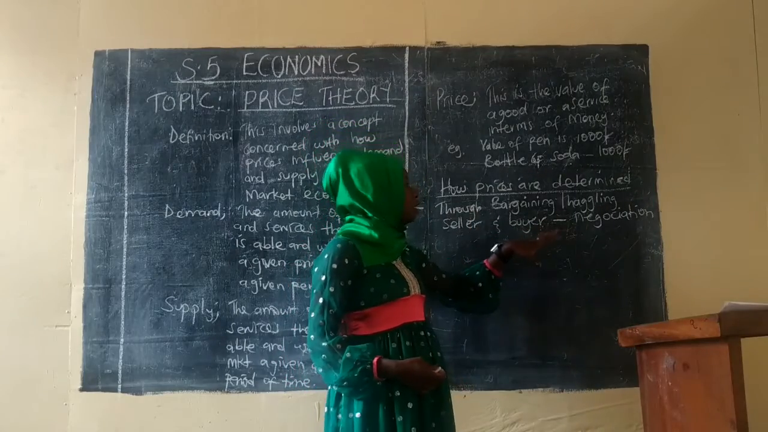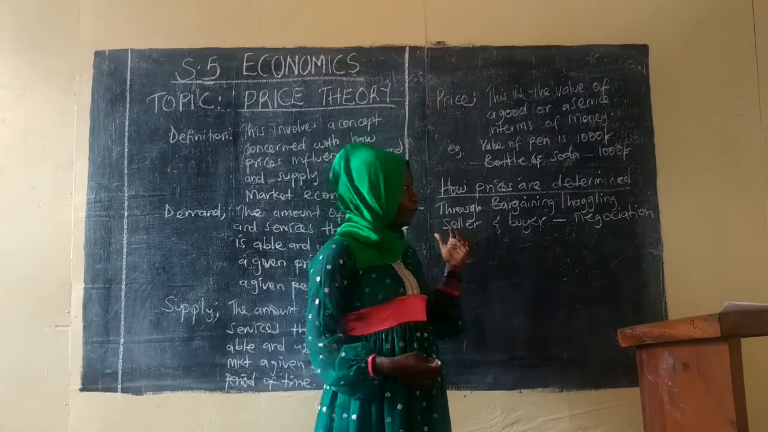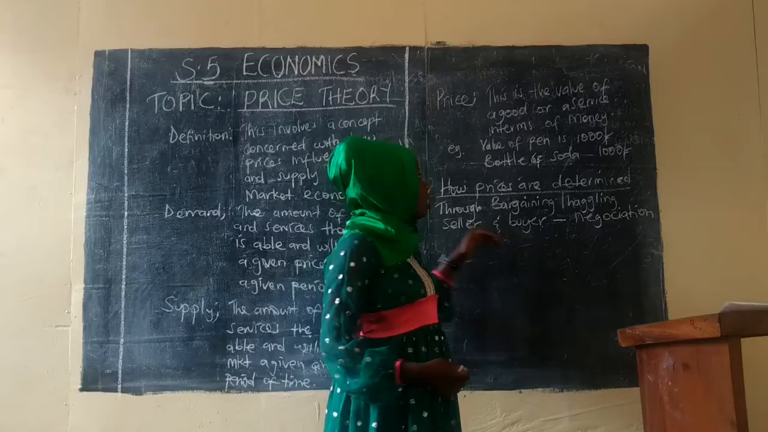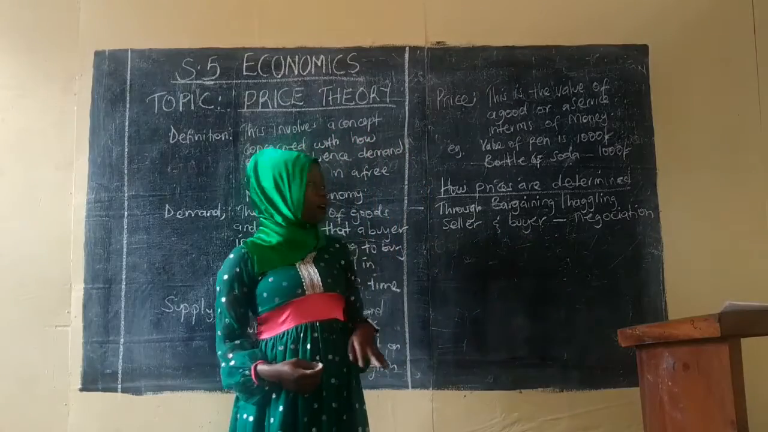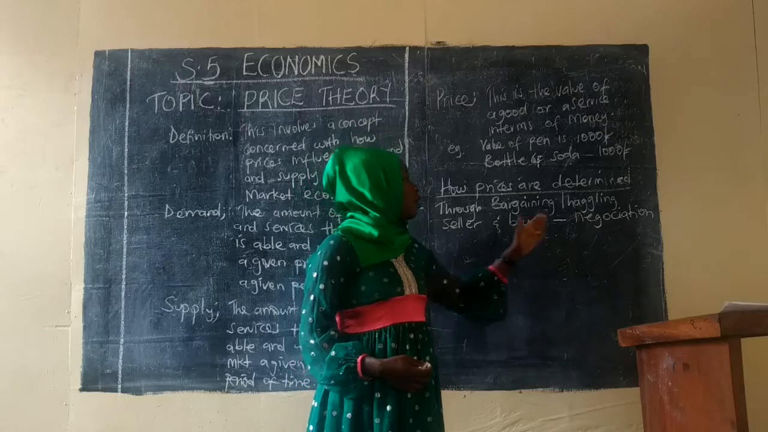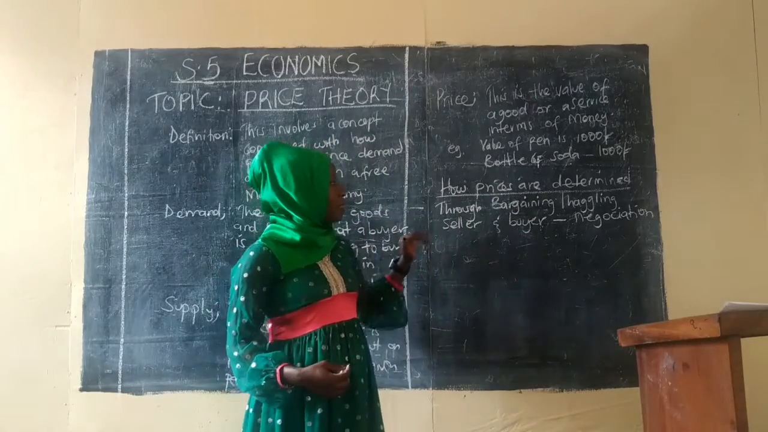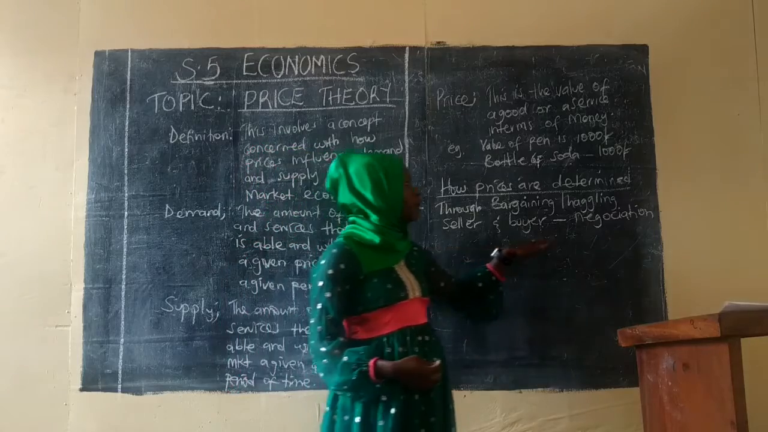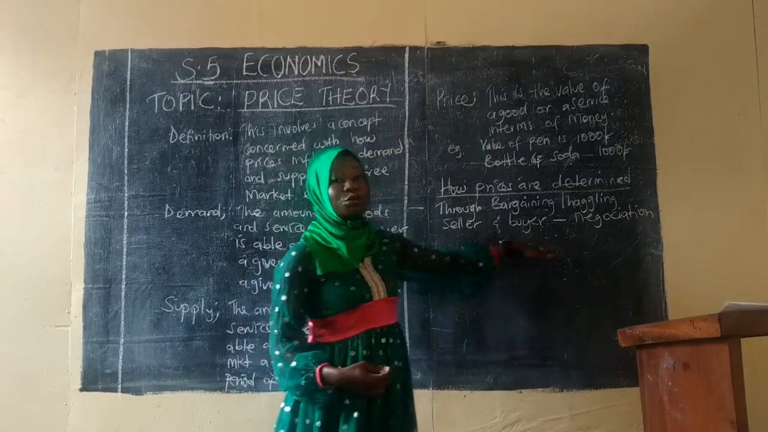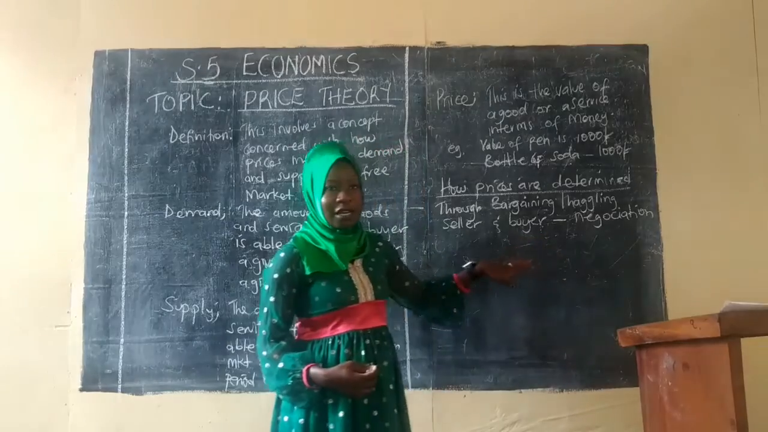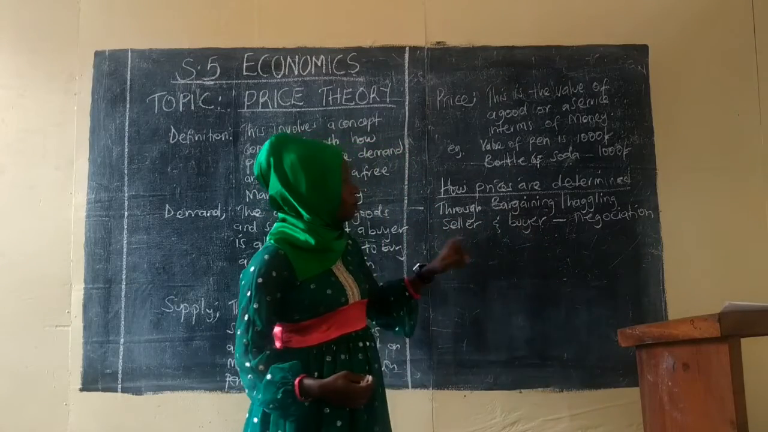Under bargaining or haggling, we have a seller and a buyer. The seller and the buyer negotiate about the price of the commodity to be sold, and when they reach an agreement, the seller can give the commodity to the buyer. So my key term in bargaining is simply the word negotiation. When they reach an agreement, the seller can give the commodity to the buyer.